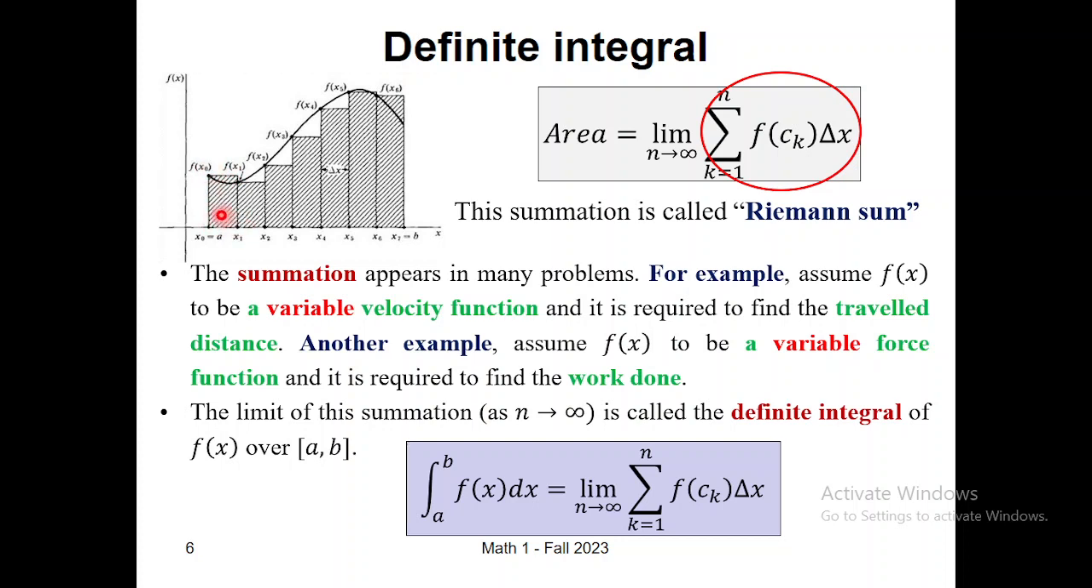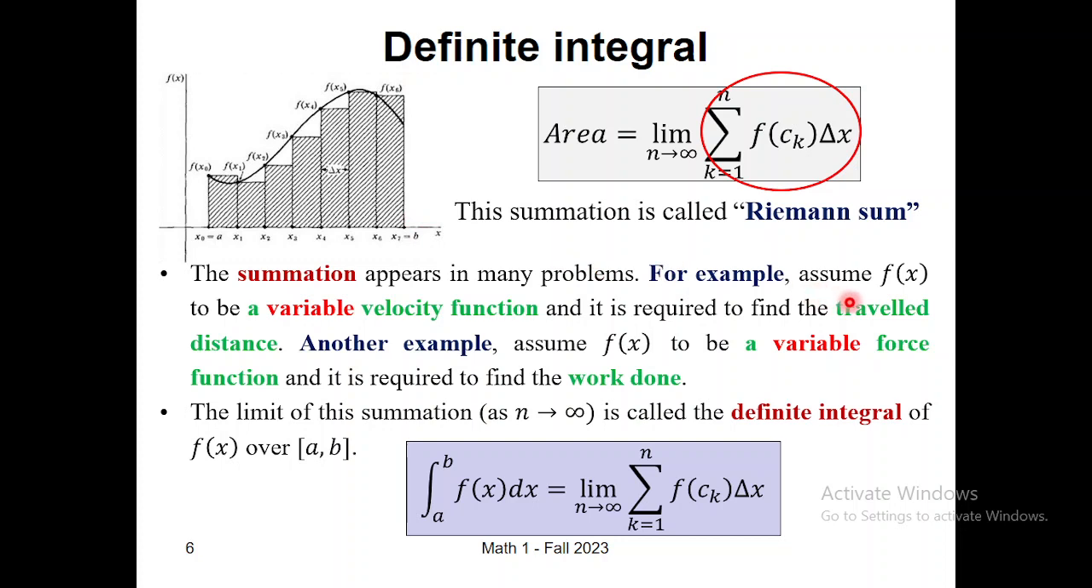So actually it is again this summation, the value of the function multiplied by delta x. The value in this case represents the constant velocity multiplied by the small time period over which this velocity is constant. And then you add the travel distance over this interval to the travel distance over this interval to the travel distance over this interval, and finally you get an approximate value of the travel distance.